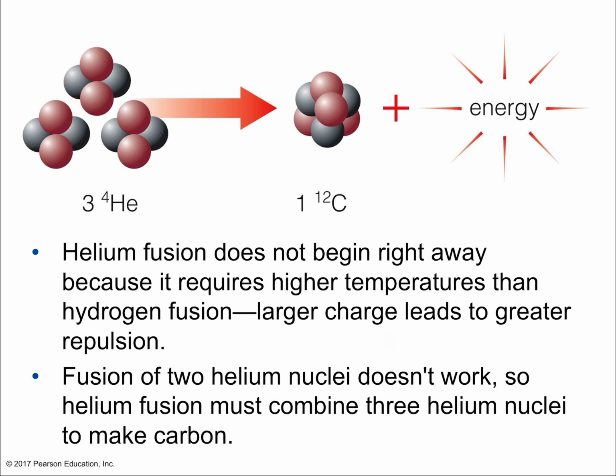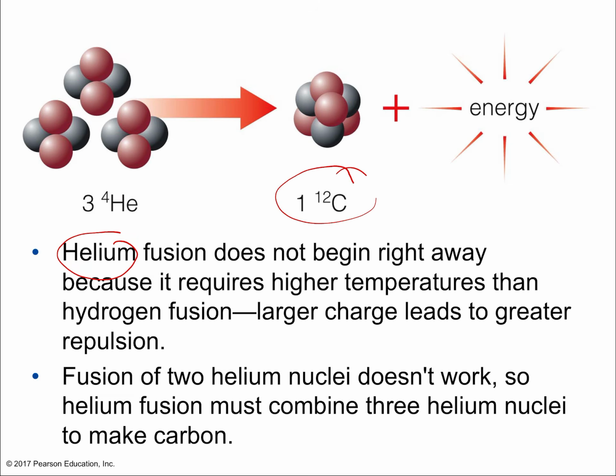Helium fusion does not begin right away because it requires higher temperatures than hydrogen fusion. A larger charge leads to greater repulsion. We bring up helium fusion because you might think, why doesn't the core just start burning helium? After all, the byproduct of the hydrogen fusion during the main sequence was helium, and helium can get fused together to form, say, oxygen or carbon. But why doesn't it? Well, simply put, it takes a much higher temperature.